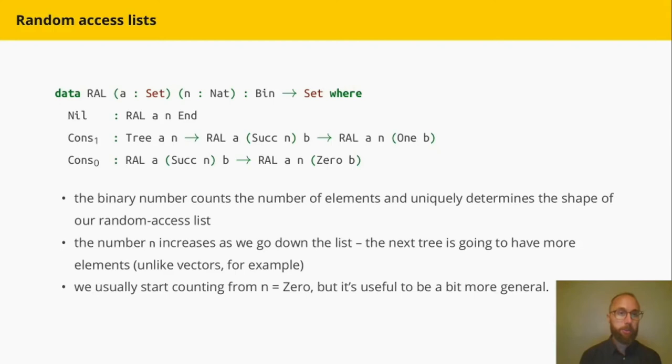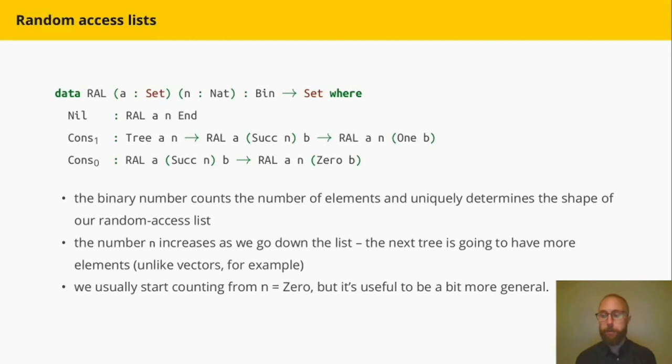So there are 3 constructors. Nil is the end of the list and corresponds to the empty binary word. If the binary number starts with a 1, we have a tree of depth n and a tail, which has the shape of the remainder of the binary word. And if the binary word starts with a 0, then we have no tree, but we have the tail of the random access list that we might still have. So the binary number counts the number of elements and determines the shape of our random access list.